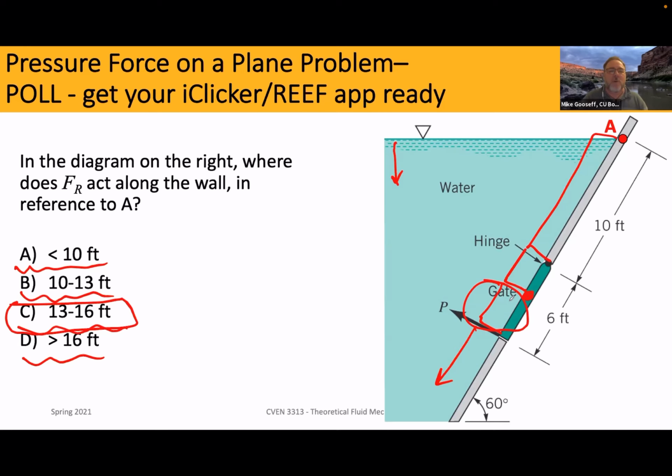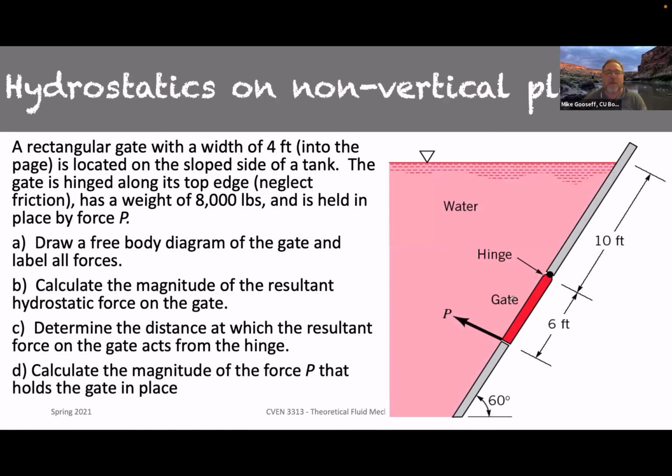So the question that we're about to work on comes from essentially the same dimensions. All right. So if we have this situation, so instead of green, now it's a pink hue and red. The question is, for a rectangular gate with a width of 4 feet, so it's going into the page, located on this sloped side of a tank, if the weight of it is 8,000 pounds and it's held in by some force P, ultimately we get down to part D asking what is the magnitude of P that will hold this gate in place.